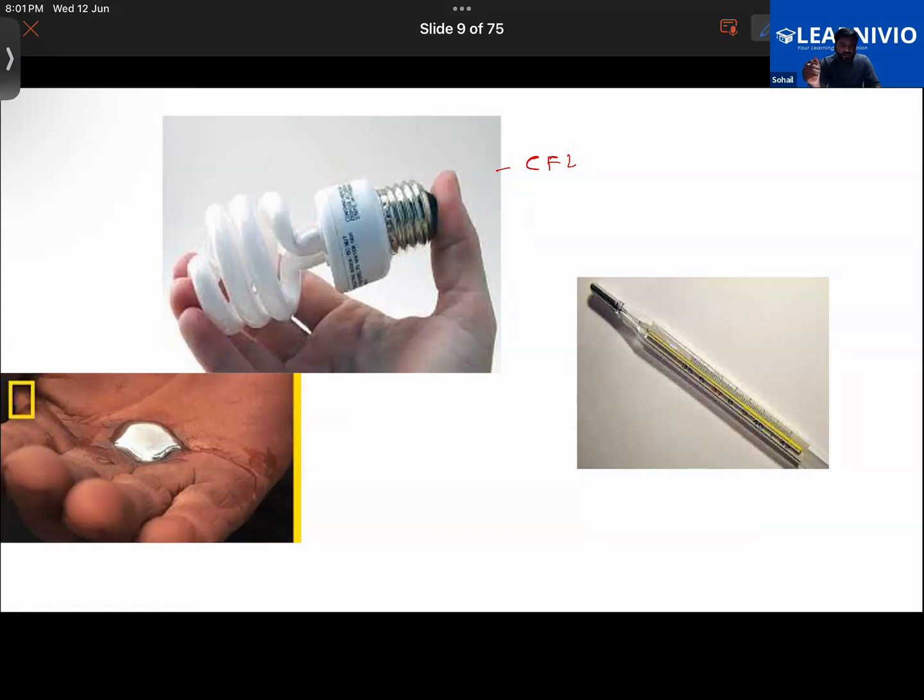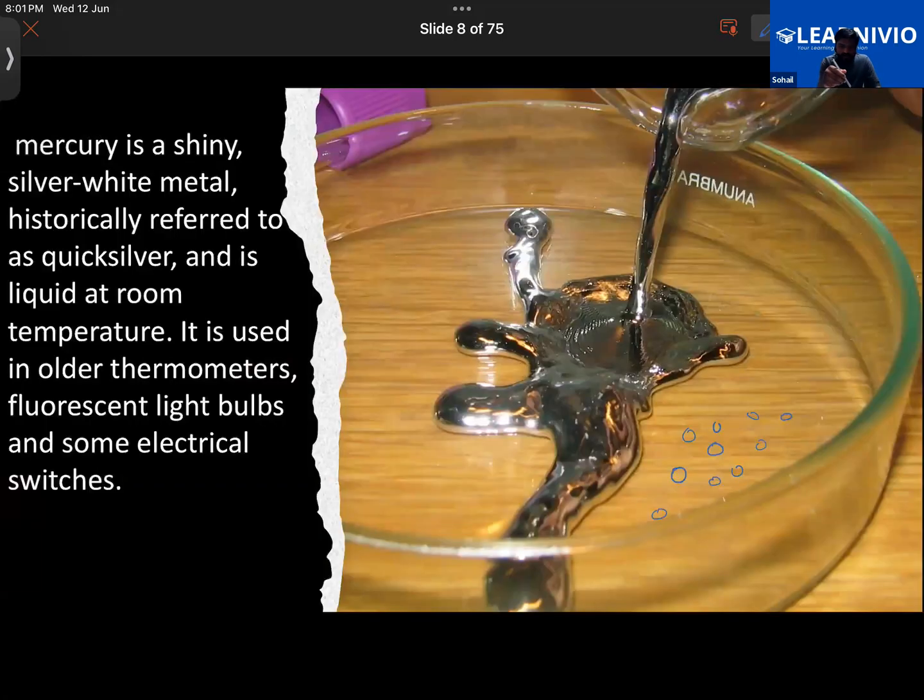Mercury is non-sticky, unlike water. Water will stick to your hand, but if you hold mercury in your hand, it will float without sticking to your hand. Hope you're trying to visualize it. Also, it is very toxic. It can lead to death.